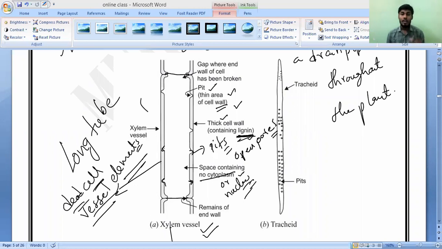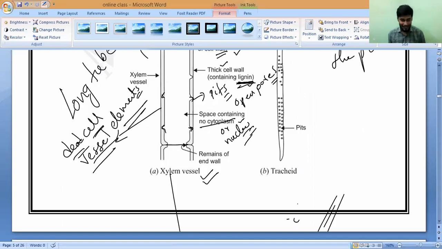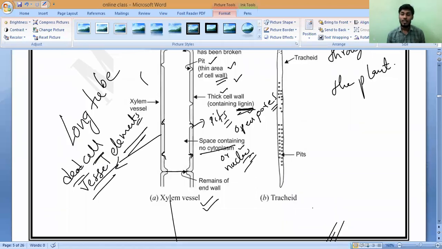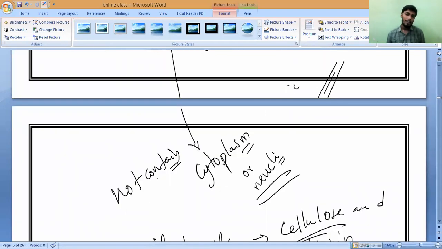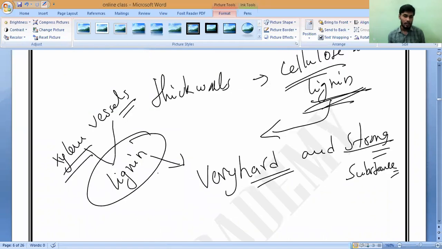Where no lignin has been deposited. So these pits have unthickened cellulose cell wall. What should we say? It is unthickened cellulose tissue. Do you all understand? So which part of the xylem vessel does not contain lignin?